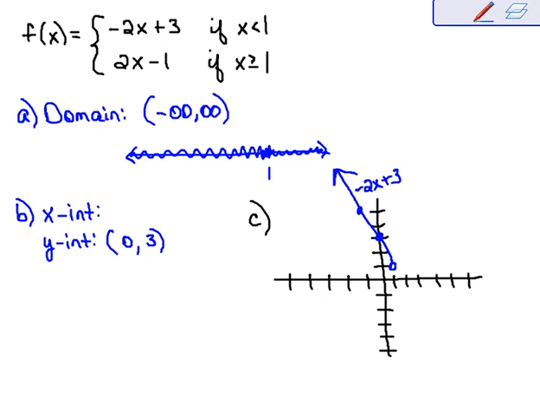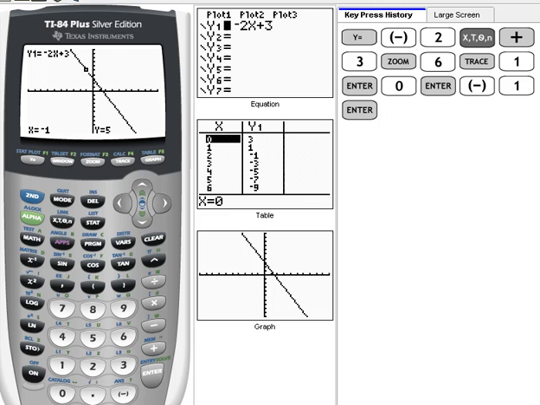Alright, so in the last video we created our graph up to this point by graphing just this portion of it. Now we need to go ahead and graph the second portion. So we're going to go back to our calculator and put in 2x minus 1, but we're only going to pay attention to the x's greater than or equal to 1.